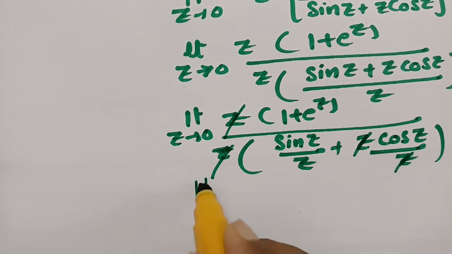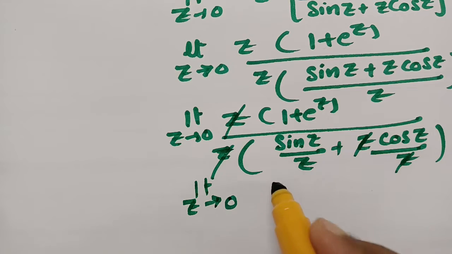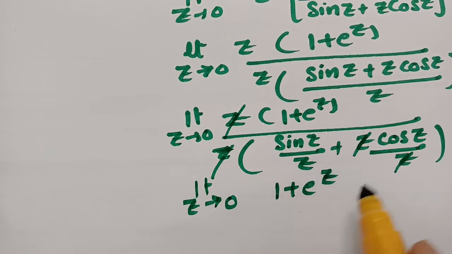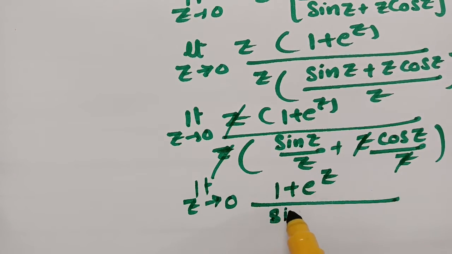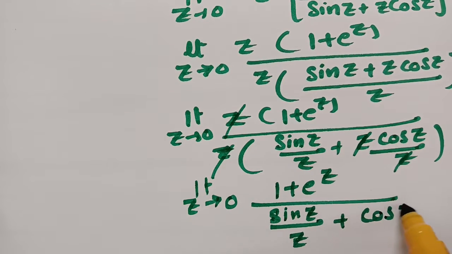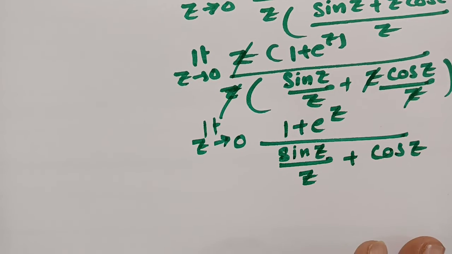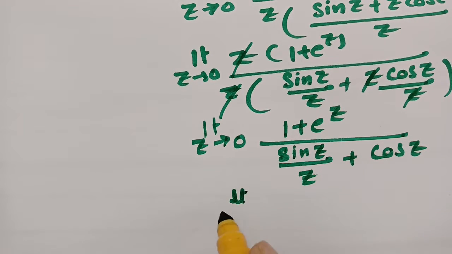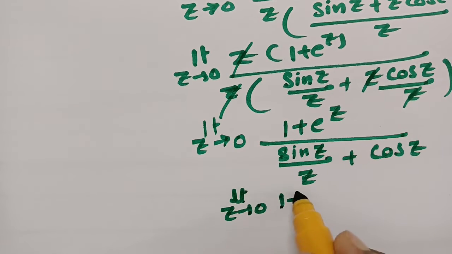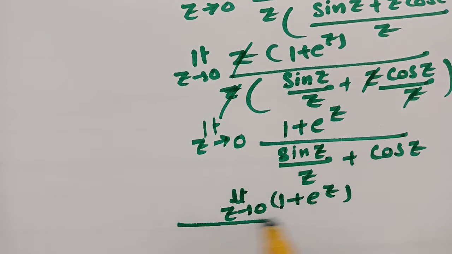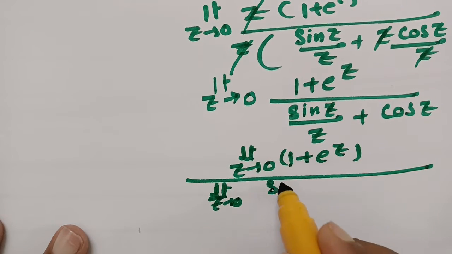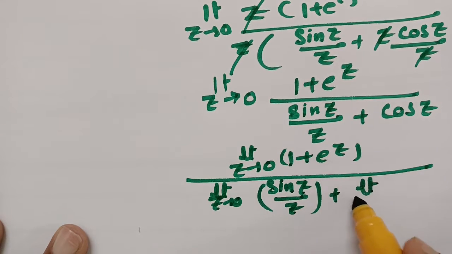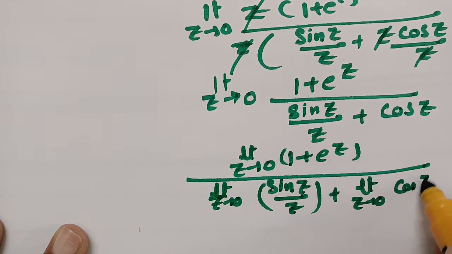So this is the limit as z tends to 0, in the numerator 1 plus e power z, and in the denominator sin z by z and cos z. Now I am applying the limit to each and every term here: the limit as z tends to 0 of 1 plus e power z, in the denominator the limit as z tends to 0 of sin z by z, and the limit as z tends to 0 of cos z.